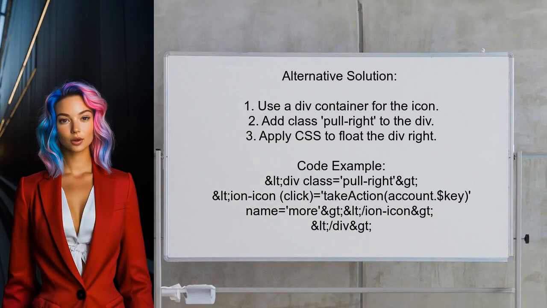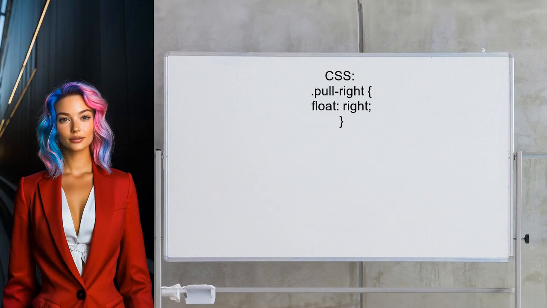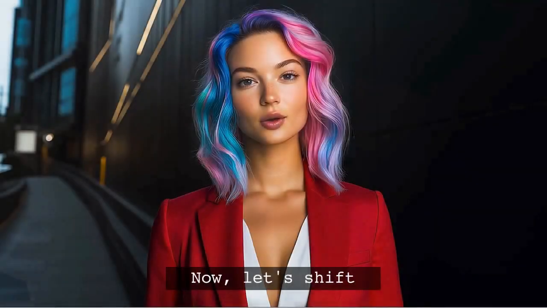An alternative solution suggests using a div container to position the icon to the right. The user recommends wrapping the Ion icon in a div with a class called pullRight and applying CSS to float it to the right. Now, let's shift our focus to a different response.